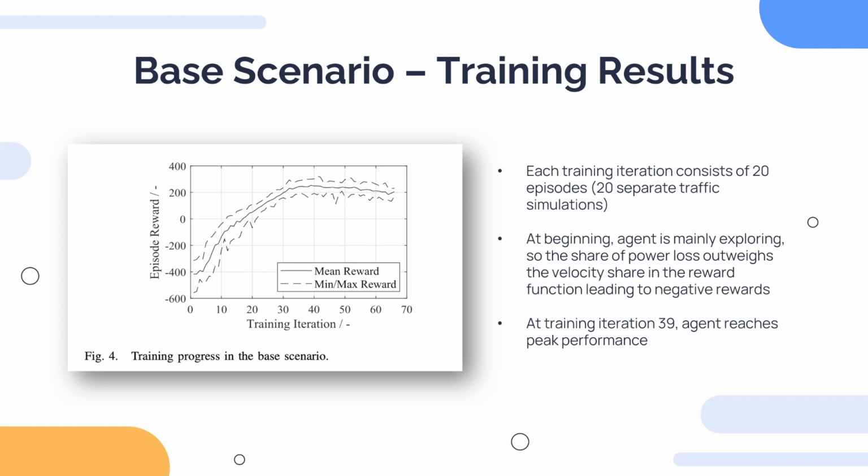Next. In this experiment, each training iteration consists of 20 episodes, which are 20 separate traffic simulations. The figure on the left shows the training results in the base scenario. The results shown here are obtained using the best performing agent with 56% power loss weighting in the scenario simulation described above, also known as the base scenario. As the agent is mainly exploring at the beginning, the share of power loss outweighs the velocity share in the reward function, leading to negative rewards. We can also see that at roughly training iteration 39, the agent reaches its peak performance.